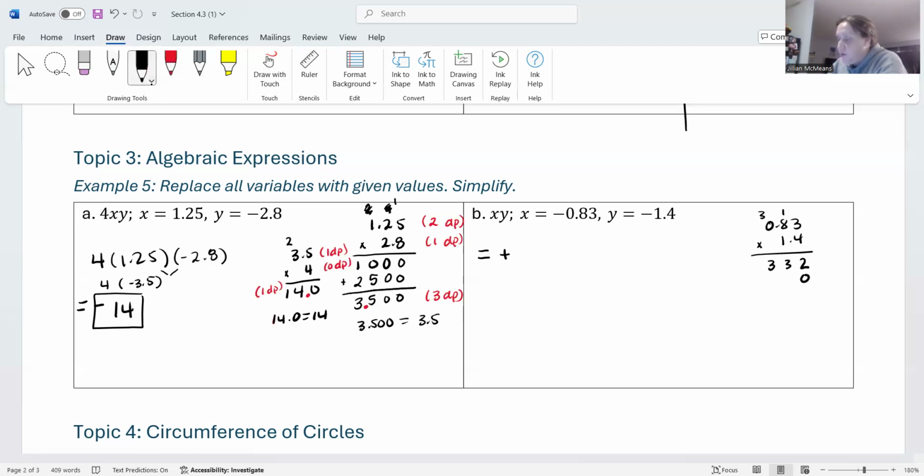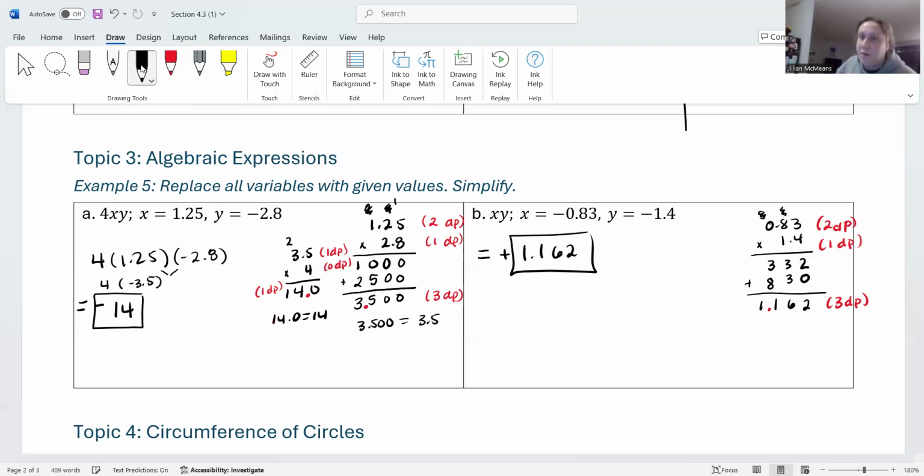Now I've got to put my 0 for my tens placeholder, and now I can just multiply everything by 1. So 1 times 3 is 3, and 1 times 8 is 8. I can add my partial products. So let's see, I get 2, 6, 11. And let's figure out the decimal point situation for the product. So I've got 2 decimal places in my first factor. I've got 1 decimal place in my second factor. That means I need 3 decimal places for my product. So my final answer is going to be positive 1.162.